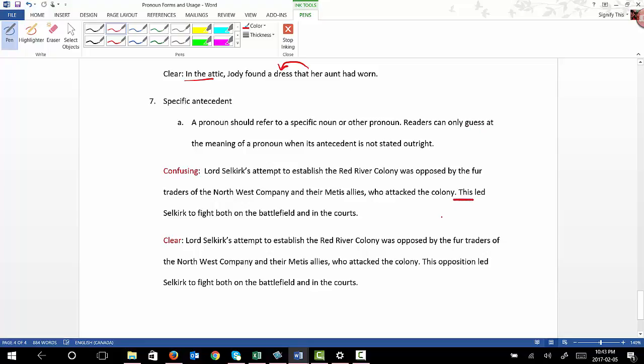What is this referring to? Is this referring to the opposition of the fur traders, or is it referring to the attack by the Métis allies? So to make it clear, you can say, "Lord Selkirk's attempt to establish the Red River Colony was opposed by fur traders of the Northwest Company and their Métis allies, who attacked the colony. This opposition led Selkirk to fight both on the battlefield and in the courts."